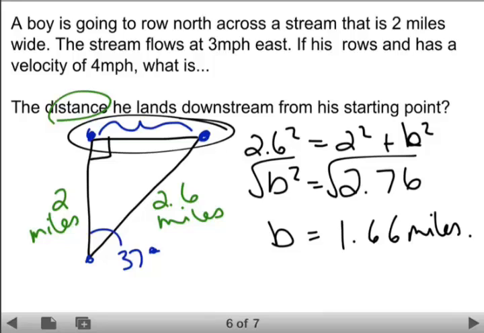So that's our boy rowing across the stream problem. I will post another video about a similar problem so you can see it from a different angle, maybe asking different questions.